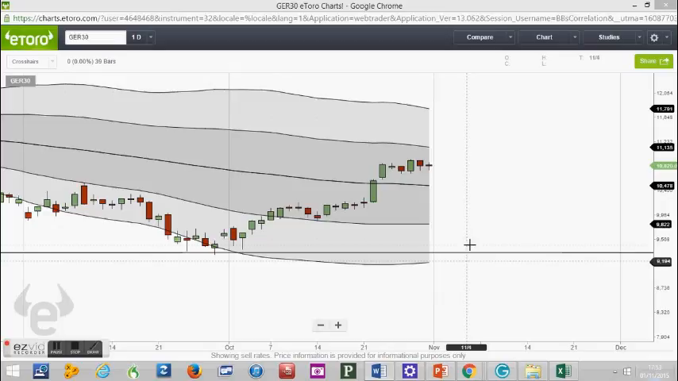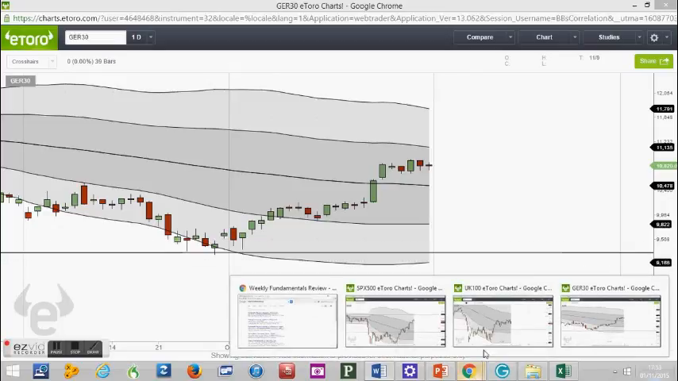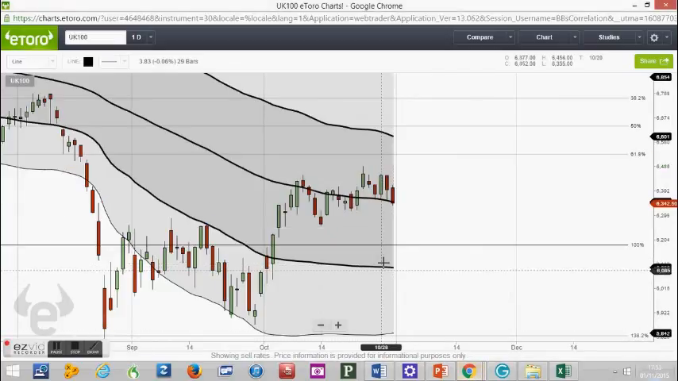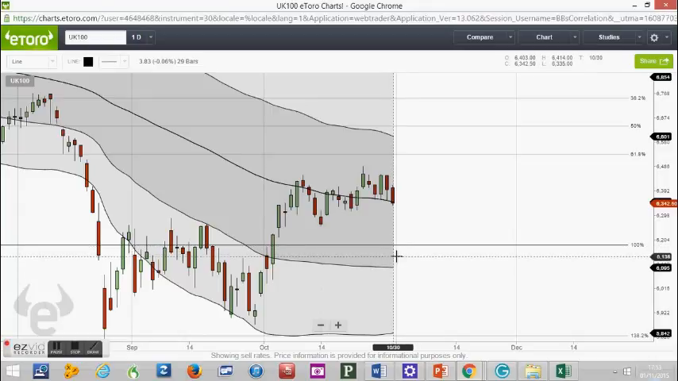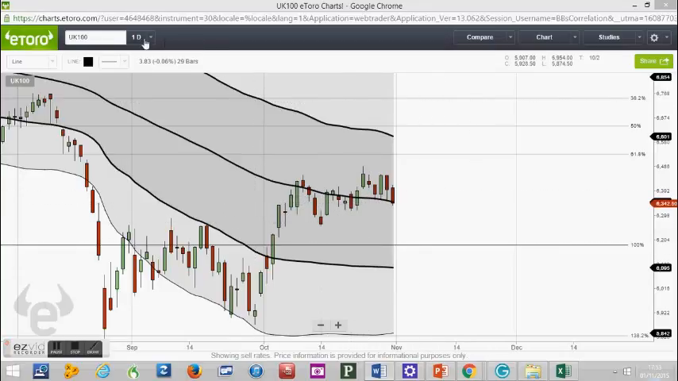Another important data release on Tuesday was the UK GDP. So if we get the UK 100 chart up, the UK GDP preliminary reading was released on Tuesday and showed a lower than expected reading, with quarter-on-quarter growth at 0.5%, against expectations of 0.6%. So how did this affect markets? To see that properly, we're going to flick down onto the hourly chart.